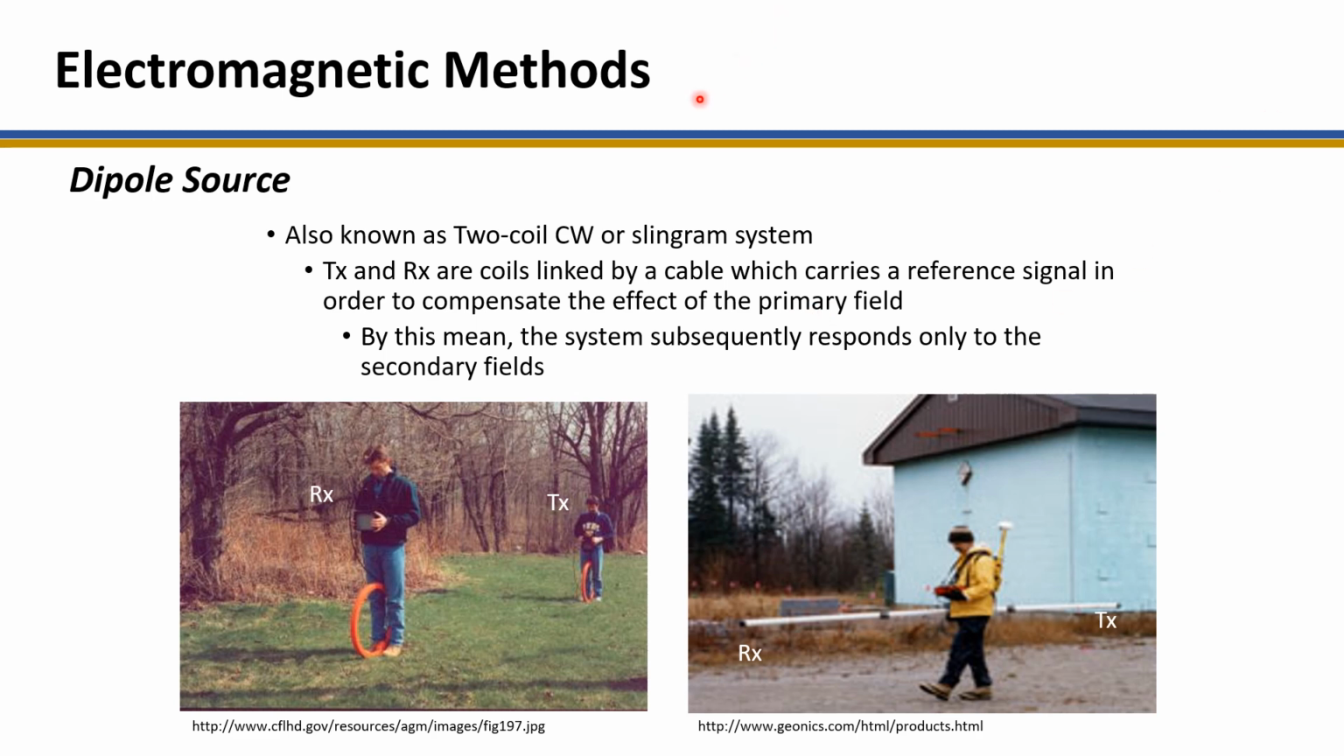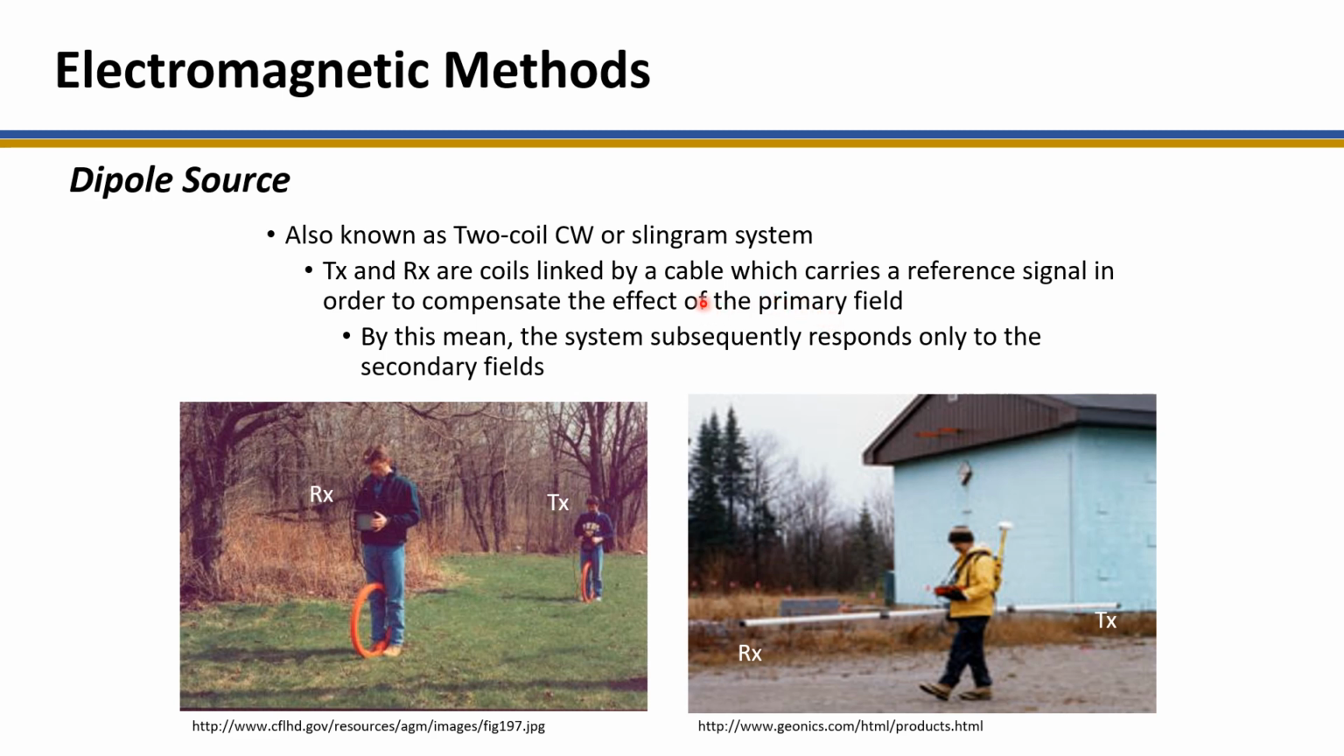The reference signal is typically a sine wave that is generated by the transmitter coil. The reference signal is carried by the cable to the receiver coil. The receiver coil measures the difference between the reference signal and the secondary field.